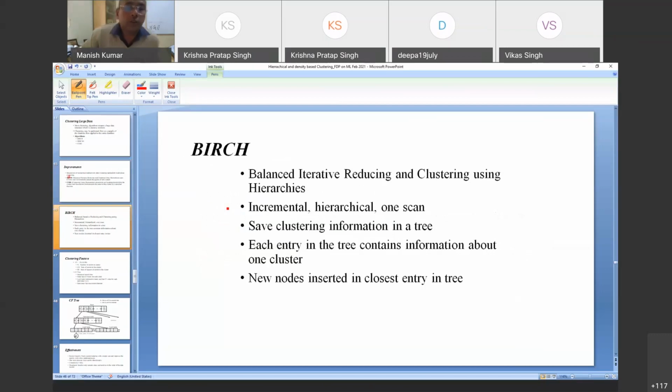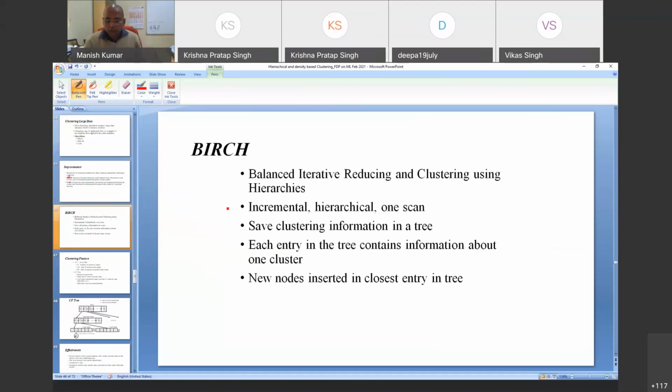Let me talk about Birch first. It is Balanced Iterative Reducing and Clustering using Hierarchies. It is incremental, hierarchical, and one scan. Incremental in the sense that the moment a new sample comes and is clustered, it becomes part of the data samples which come next for clustering. What I mean is that the new data sample which is clustered will be part of the data and part of the algorithm, and it will contribute to clustering the new samples.